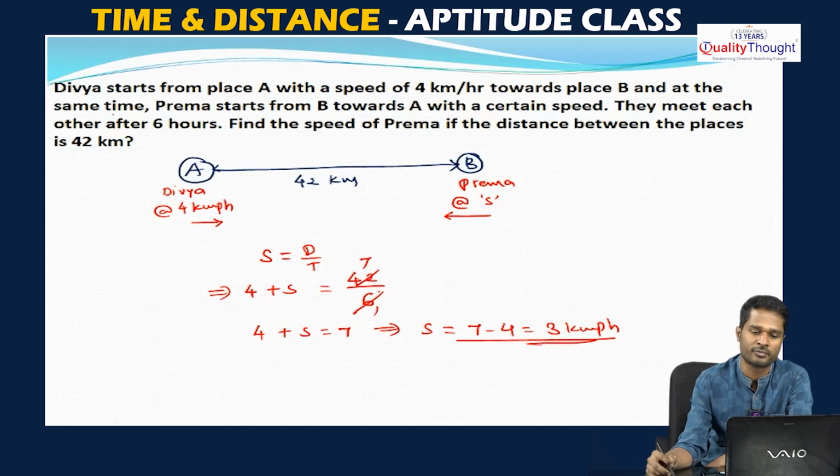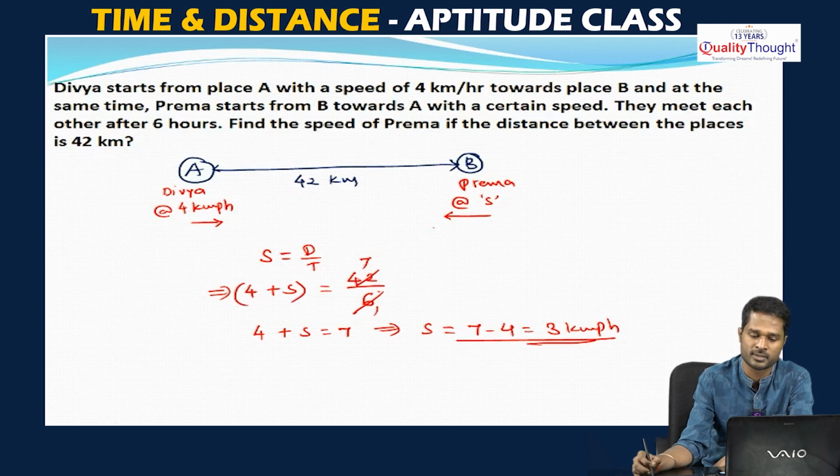One person started from A to B with the speed of 4 kilometers per hour. At the same time another person started from B to A. We do not have the speed. So, as per the relative speed, we need to take the sum of the speeds. The distance given is 42 kilometers between the two places. So, as speed is equal to distance by time, it will be calculated as relative speed.